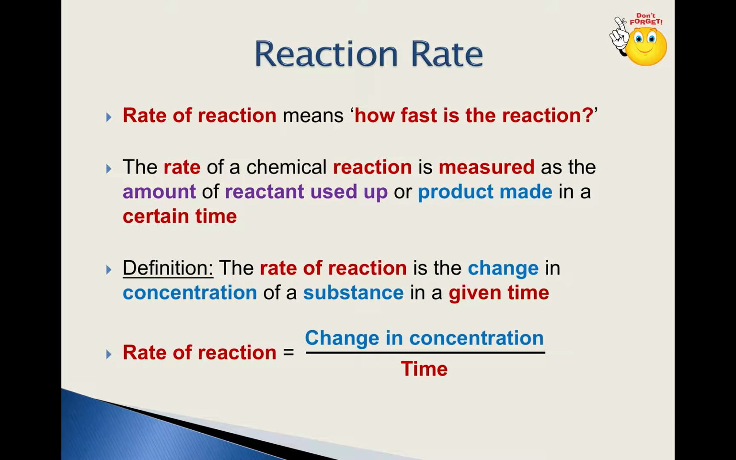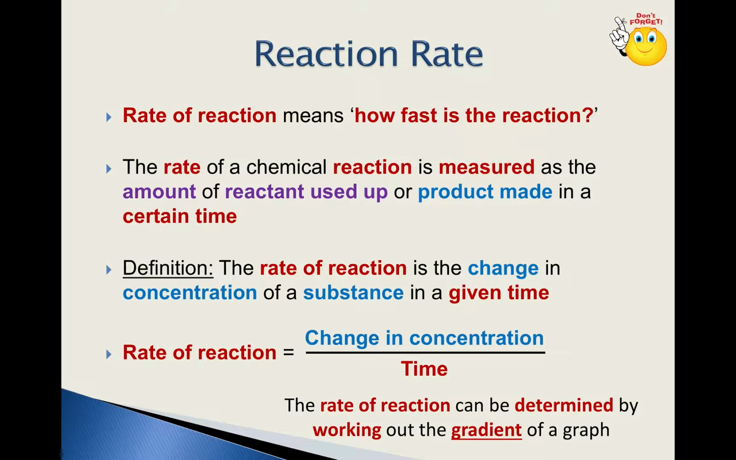But once we've plotted the graph, we get a set shape. The shape for the amount of product produced against time and the amount of reactant used up against time is always the same. So the general shape of these graphs is the same, and we'll see that in a minute. And what we can do is determine the gradient of the graph at a set point, and that will allow us to work out the rate of reaction. And I'll talk more about that on the next slide.